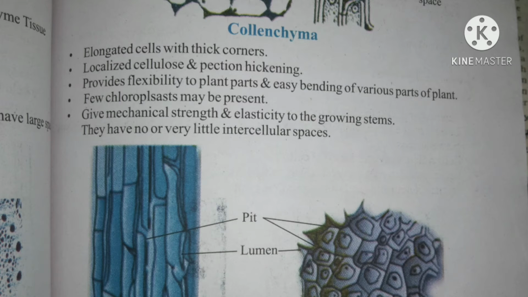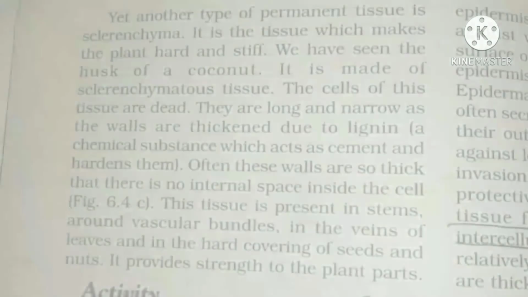It also provides mechanical support to the plants. This tissue is found in the leaf stalks below the epidermis. The cells of these tissues are living, elongated and irregularly thickened at the corners. Due to the thick walls, there is very little intercellular space between them. Now let's move towards sclerenchyma tissue.